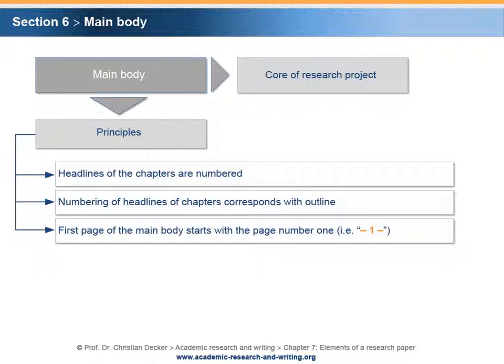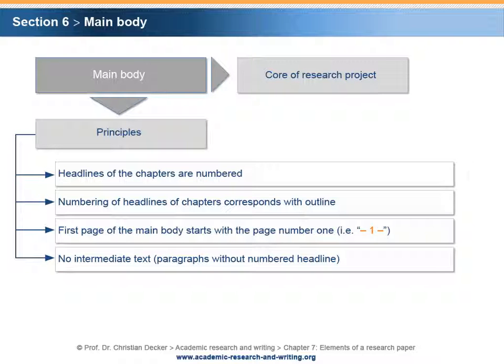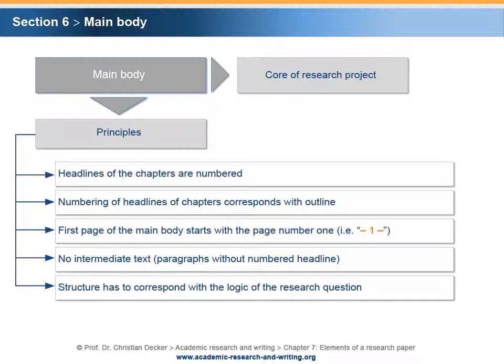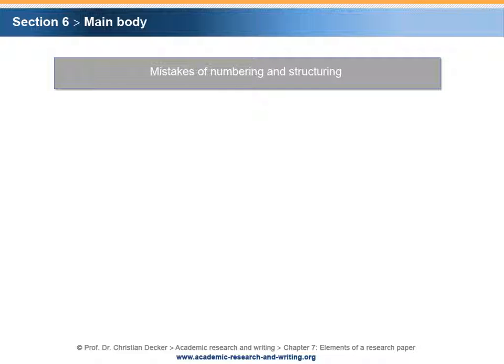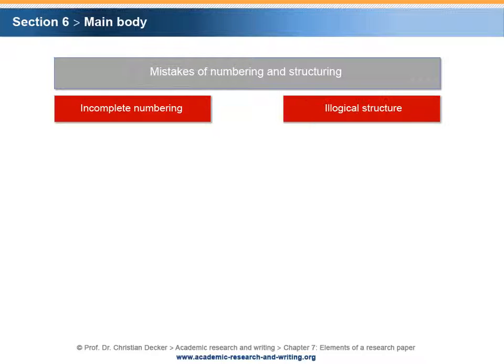The first page of the main body starts with the page number 1. There is no intermediate text outside of the numbering structure of the outline. The structure has to correspond with the logic of the research question. In the following, mistakes of numbering and structuring will be addressed. More precisely, the problems of incomplete numbering and illogical structure will be discussed.